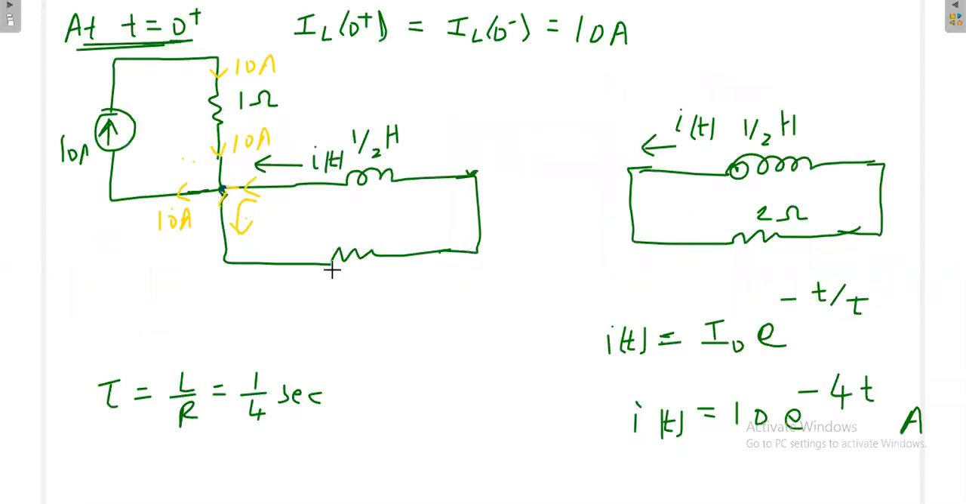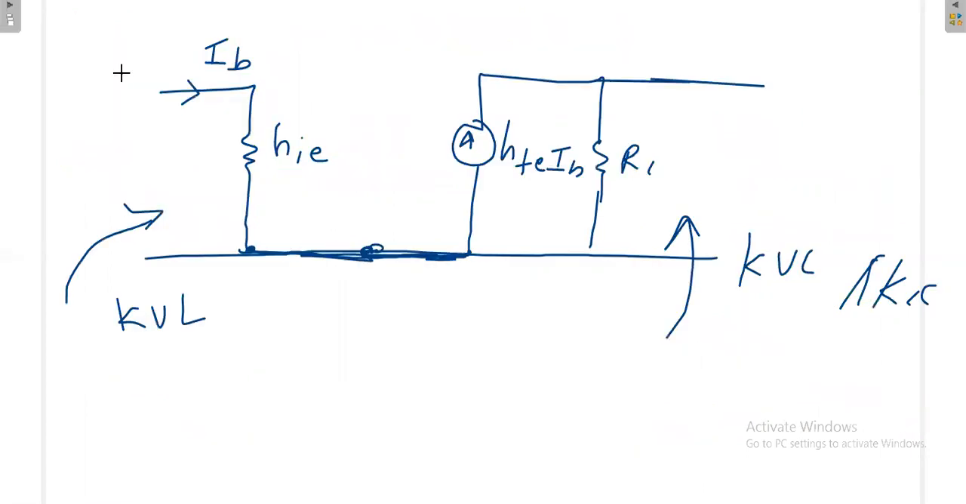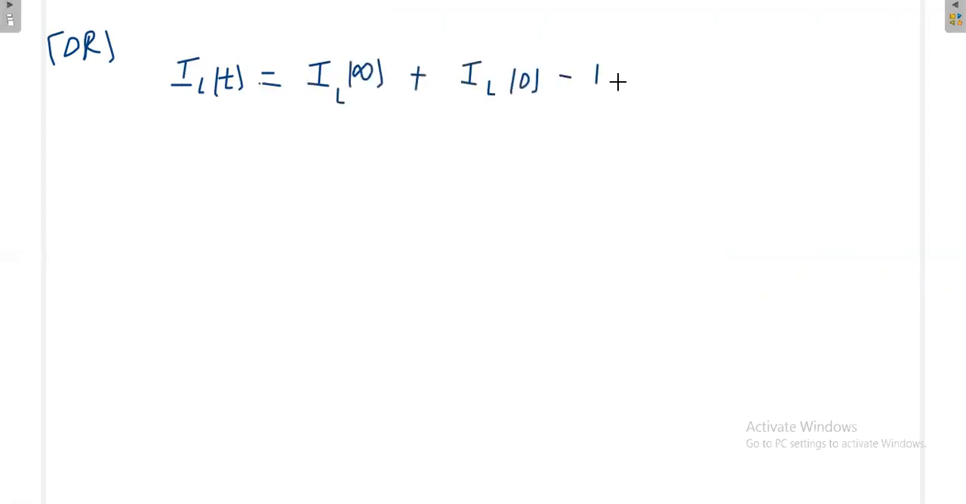Okay, or otherwise you can also solve with a different method, with that formula. What is that formula? IL(t) is equal to IL infinite plus (IL 0 minus IL infinite) e power minus t by tau. Again, what is the time constant of the circuit? The time constant of the circuit is 1 by 4.